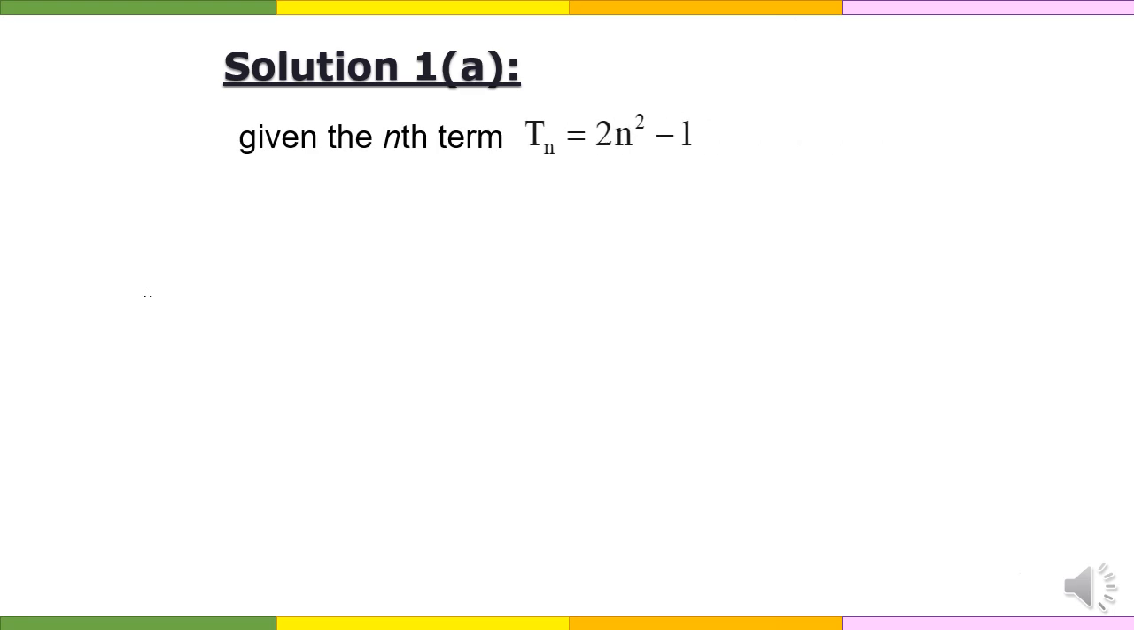So for solution 1a, given the nth term is Tn equal to 2 multiplied by n squared minus 1. Let us substitute the value of n. So n equal to 1, so 2 multiplied by 1 squared minus 1 will be 1. And then for the second term, we have to substitute n equal to 2. So 2 multiplied by 2 squared minus 1. So 4 multiplied by 2, 8 minus 1 is 7.